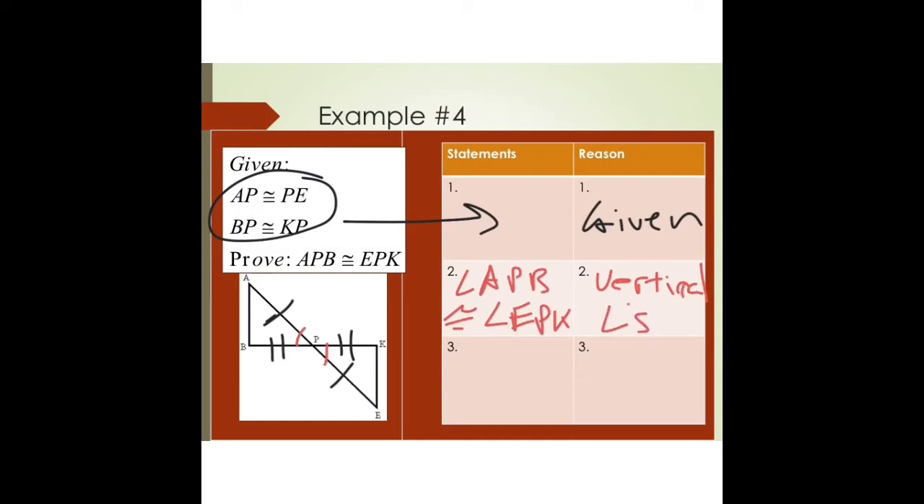All right, now we can look at our proof. Analyzing our pattern, we have a side and then an angle and then a side. And for your second triangle, we have a side, an angle, and another side. Side angle side is one of our patterns, so we can say that triangle APB is congruent to triangle EPK. And again, the reason is because of side angle side.